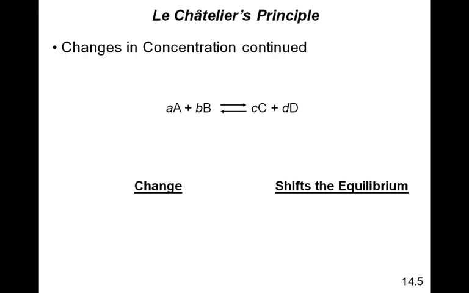Changes in concentration outlined. Well, for a reaction in which A with a coefficient of a reacts with B with a coefficient of b, to form C with a coefficient of c and D with a coefficient of d, if we add any one of the products, either one, it's going to shift to the left to try to reduce the amount of products and increase the amount of reactants to re-establish equilibrium. So an increase in the concentration of the products causes a shift to the left.